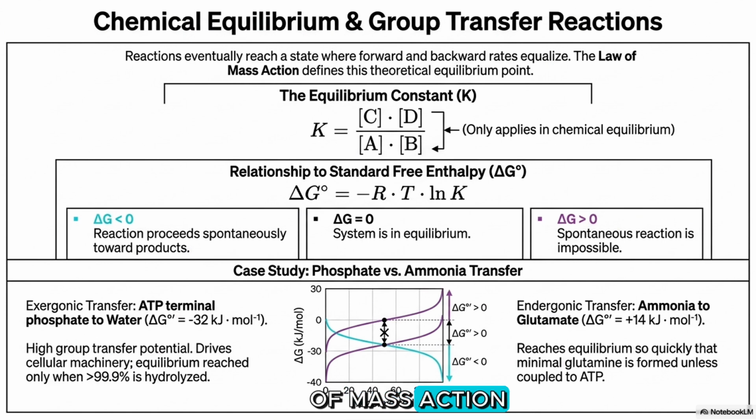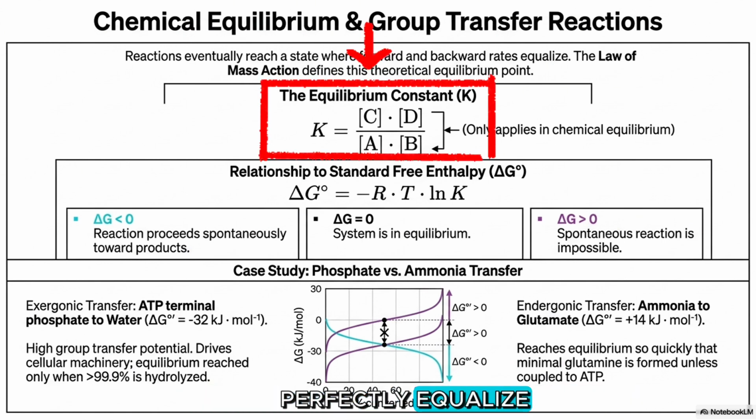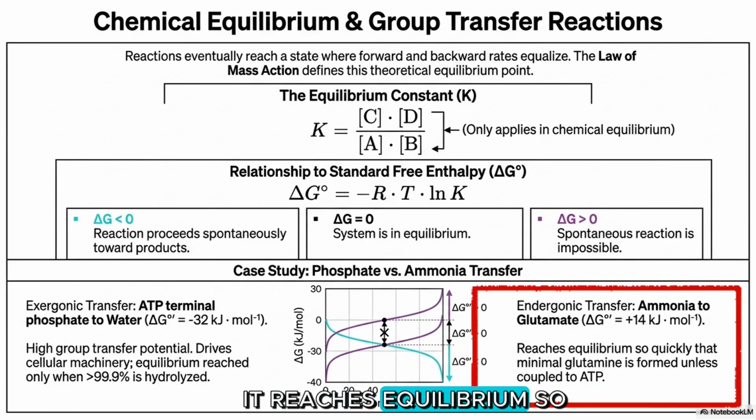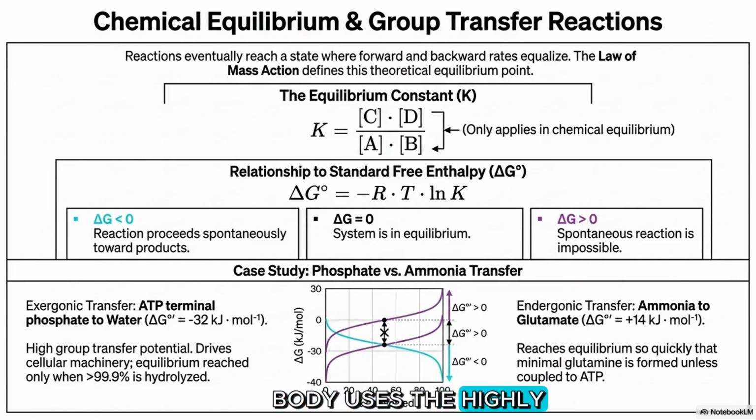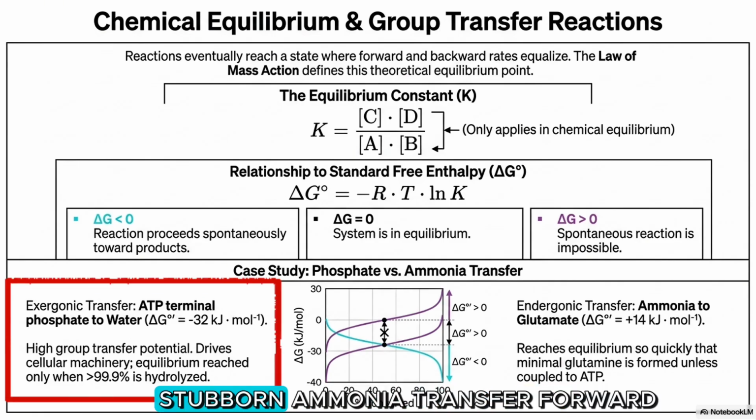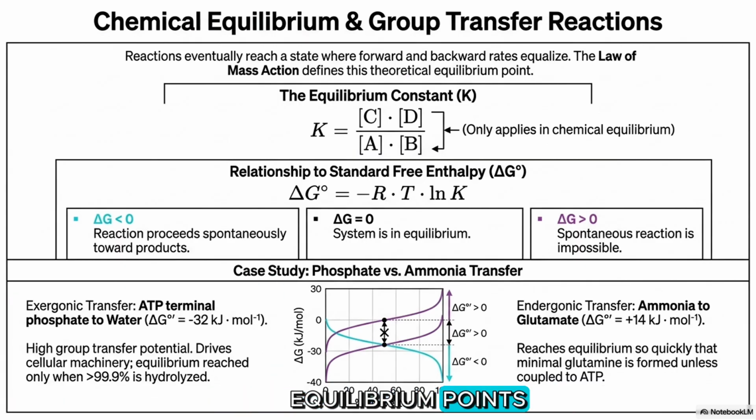According to the law of mass action, chemical equilibrium is where the forward and backward rates perfectly equalize. But consider transferring ammonia to glutamate to form glutamine. That's endergonic. On its own, it reaches equilibrium so incredibly fast that almost no glutamine is actually made. So to survive, the body uses the highly exergonic breakdown of ATP, which has a massive group transfer potential, to essentially force this stubborn ammonia transfer forward. By constantly shifting these equilibrium points, your cells keep the machinery running.